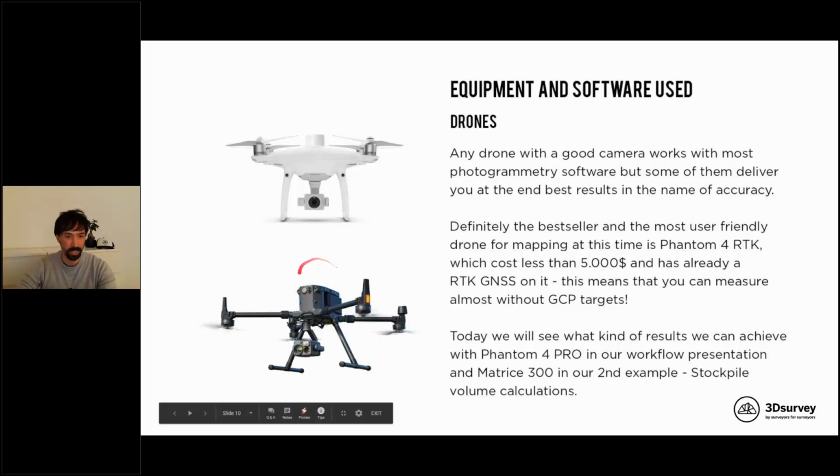Let me mark it. So this is the Phantom 4 RTK. You can recognize it with this small antenna on it. That's why it's RTK. And then the bigger one, it's Matrix 300. Of course, more expensive one, but good one for bigger sites and more advanced projects like inspections or something like that.